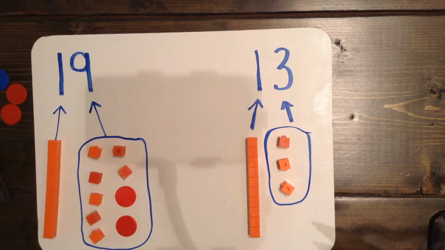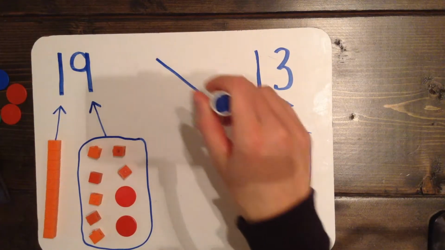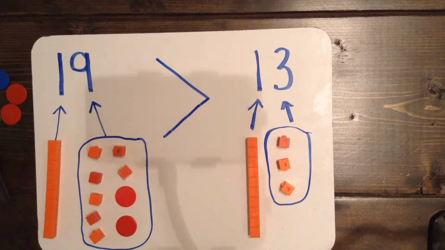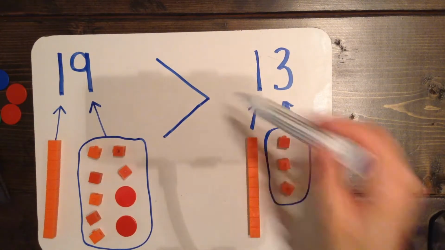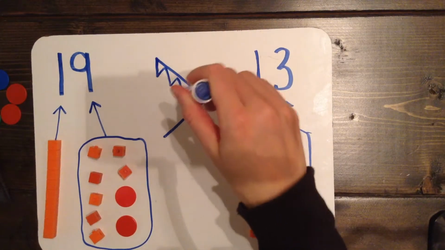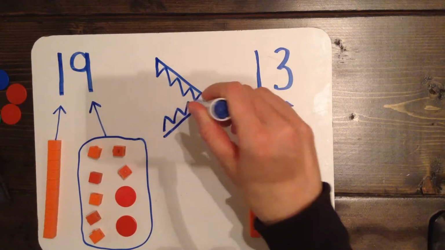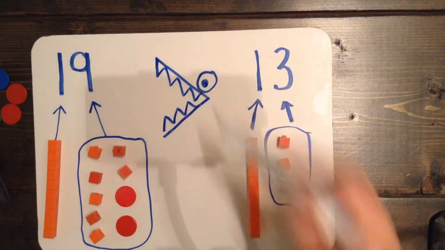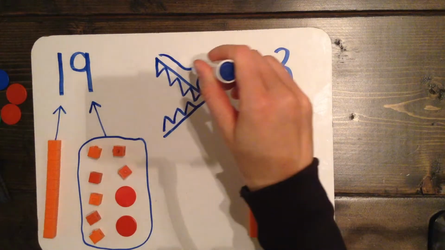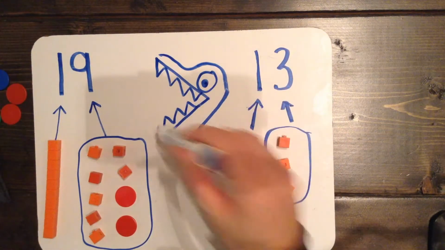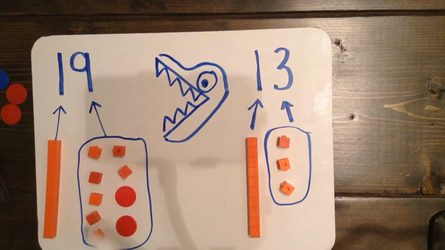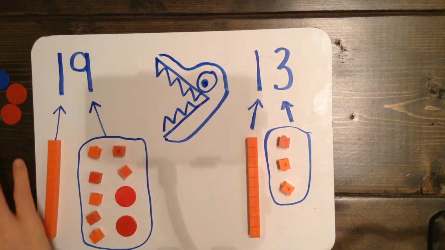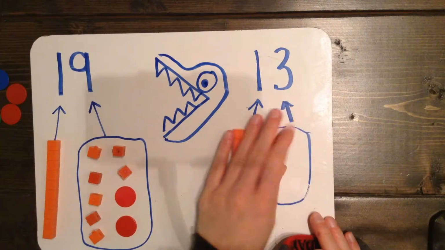It has more cubes. This is the symbol we use to show that it's bigger or greater. You can think about it as an alligator's mouth. The alligator always eats the bigger number. That's why its mouth is opening towards the bigger number. There's more blocks on this side. Well, let's try some more.